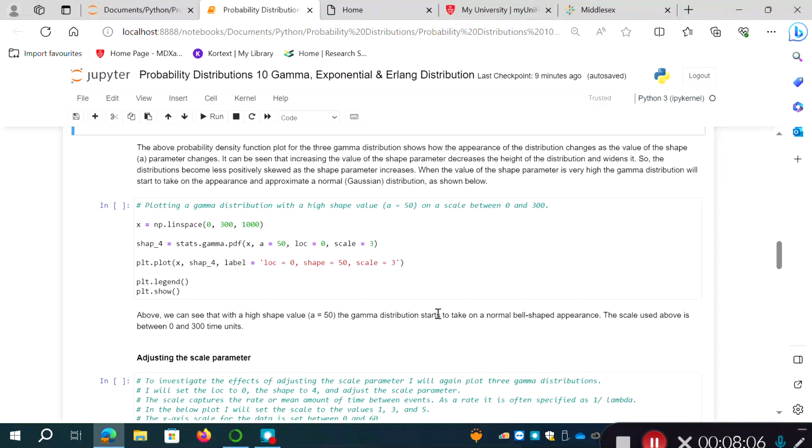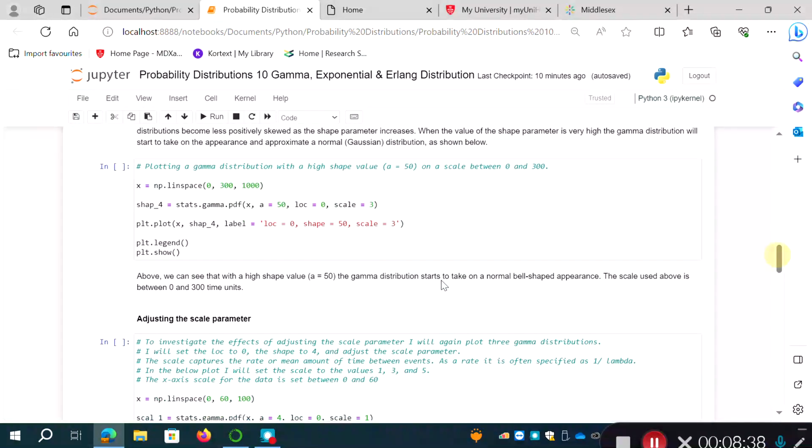So let's see what that looks like if we plot a gamma distribution using the PDF. Just plot the PDF of a gamma distribution with a very high shape value. So in this case, all I'm going to do is use stats.gamma.pdf. I'm going to use this array of 1,000 data points between 0 and 300 on the x-axis, and we're going to set our shape to 50, so a very high shape value, and we'll set the loc to 0 and the scale to 3, so a rate of 3 events per unit time.